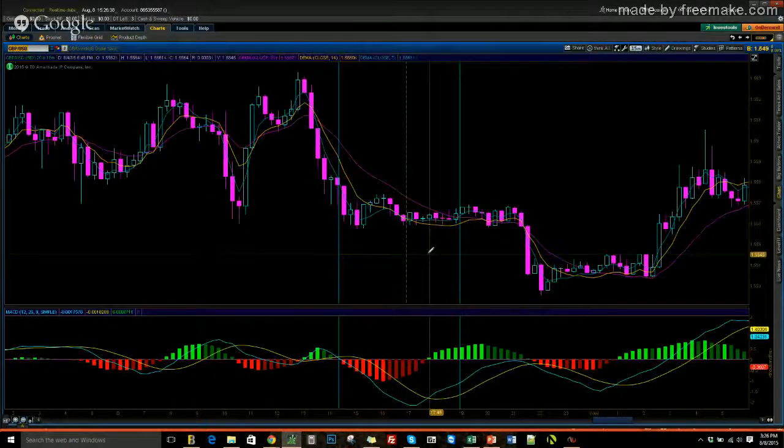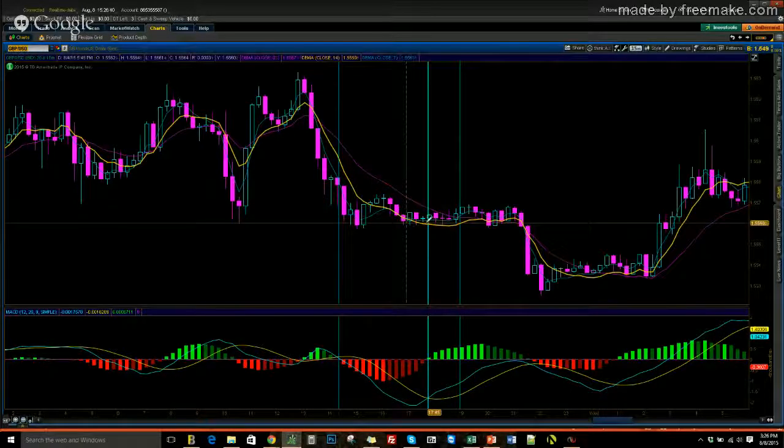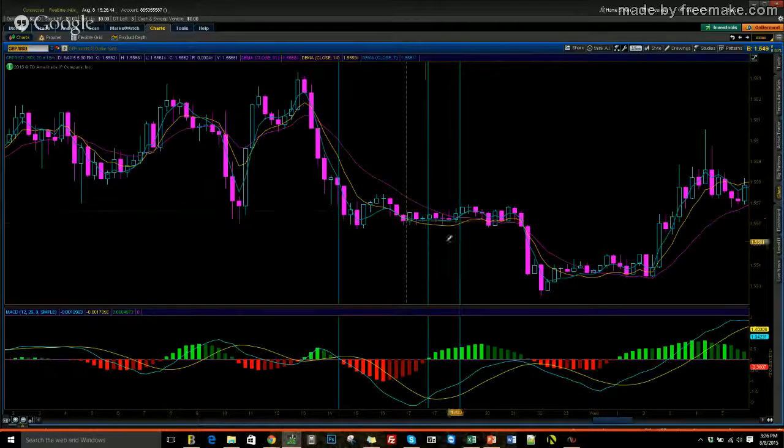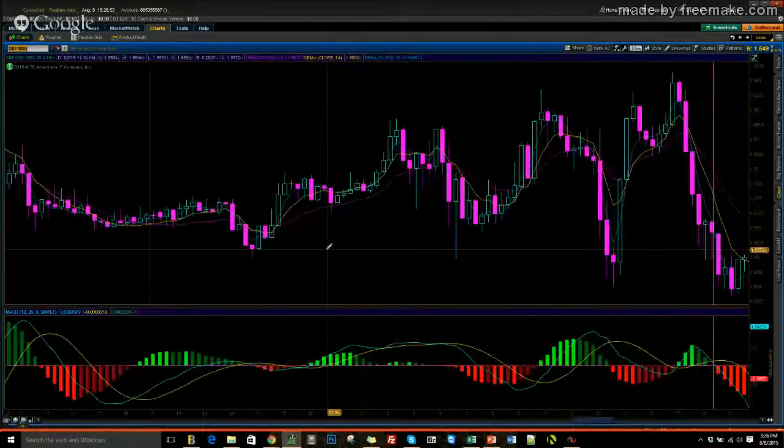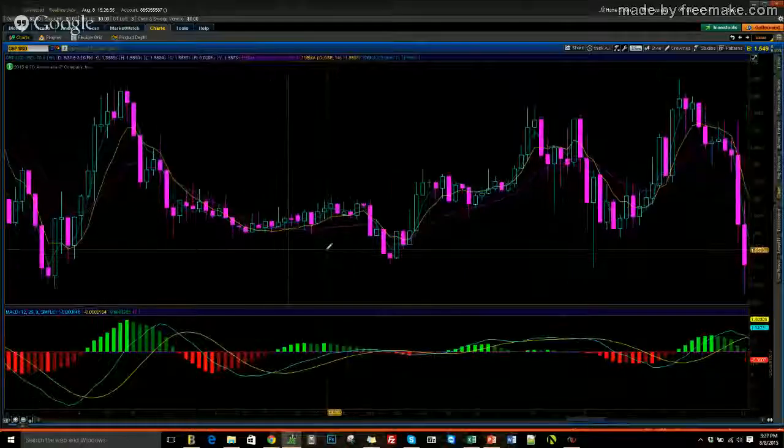Right here, here's a double entry. Look at that. Could have done a buy position here, right at that strike. Both would have expired in the money. See, so check out that double entry. It's pretty cool.